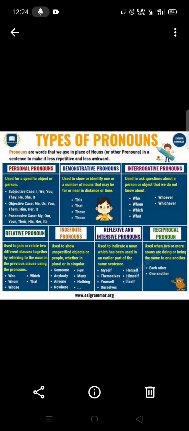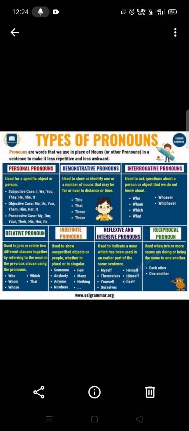We can define a pronoun as a word that replaces a noun in order to avoid its repetition, and to make the language smoother and less awkward. So we have words that replace nouns. Why replace? In order to avoid repetition.